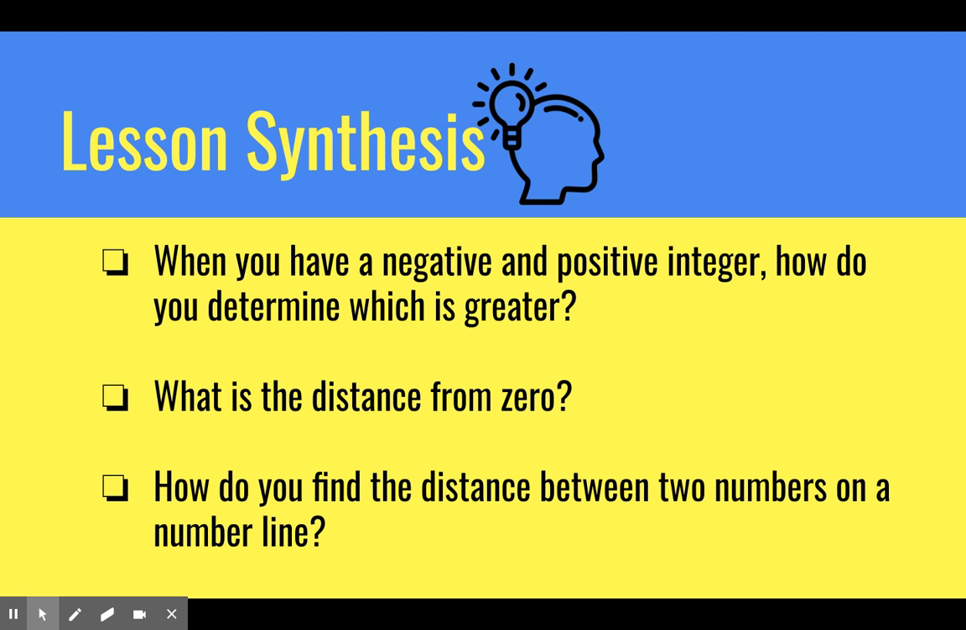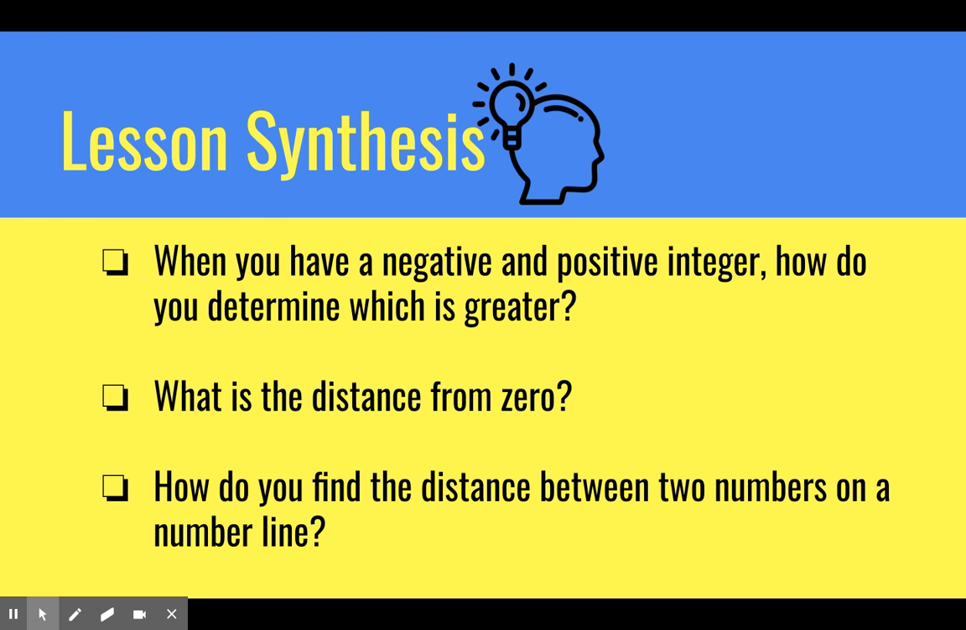So let's just recap and think about what were some key things that we had to answer for today. The first thing that we talked about is when you have a negative and a positive integer, how do you determine which is greater? Well, when you have a negative and a positive integer, the magnitude of a number determines which integer is greater. What is the distance from zero? Well, we know that the absolute value is the distance from zero. We talked about that yesterday.